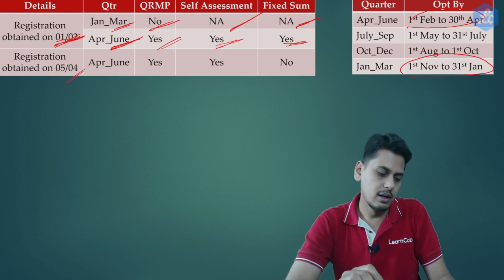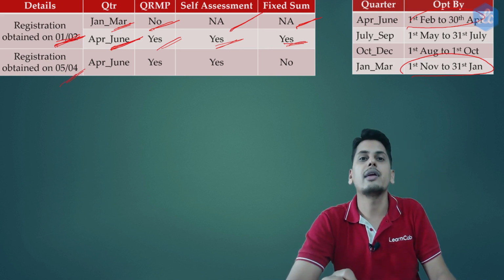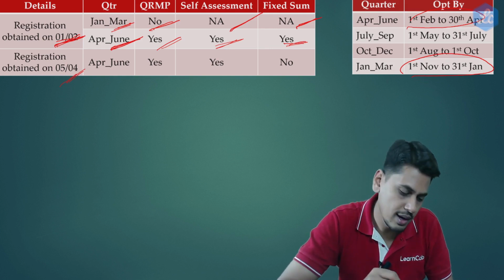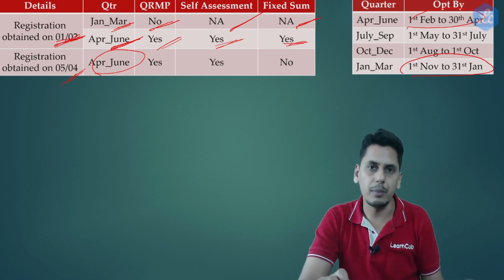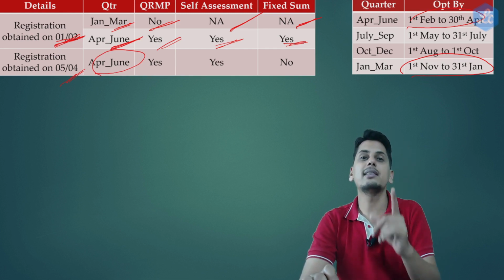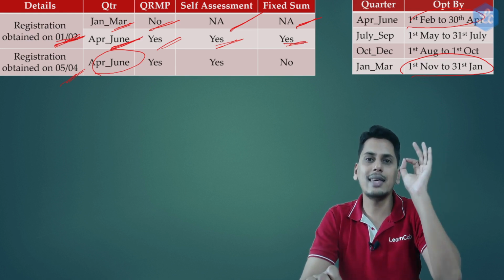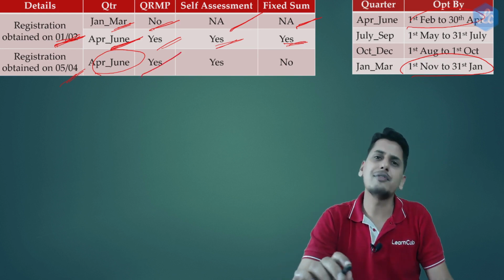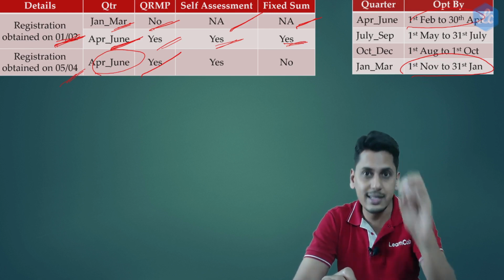Example number 2. Assuming registration is obtained on 5th of April and the question is concerning the quarter April to June. Question number 1, can he opt for QRMP? Friends, QRMP for the quarter April to June can be opted by 30th of April. On 5th of April, he obtained registration. Immediately if he wants, he can opt for QRMP for the quarter April to June. Yes. Whether self-assessment is possible? Once you have opted for QRMP, self-assessment is always possible.